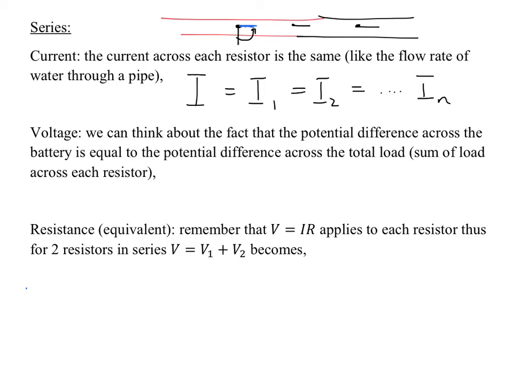Let's look at voltage next. Marco, read it for us. Next thing we have voltage. We totally give out the fact that the potential difference across the battery is equal to the potential difference across the total load, sum of load across each resistor.